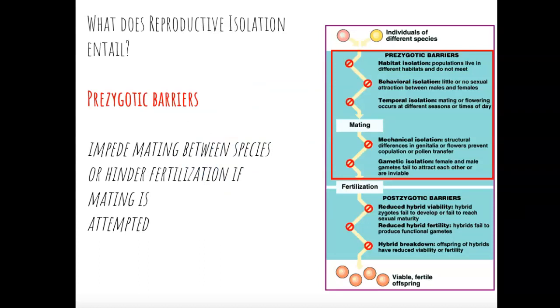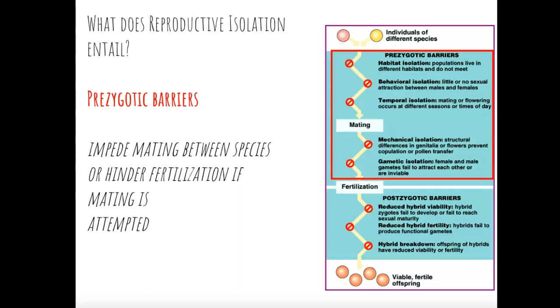So what does reproductive isolation entail? We have various types of reproductive isolation we're going to talk about. And those can be either prezygotic barriers that prevent reproductive isolation or postzygotic. So prezygotic means that they're going to impede the mating between species or hinder fertilization if mating is attempted. So these are going to be things that occur before you even create an offspring. So they either occur before mating or shortly after. So they're things that include habitat, behaviors, or temporal issues, or issues once mating is attempted or occurs that make it so that that does not result in any kind of offspring. We're going to talk about those a little bit more in detail.